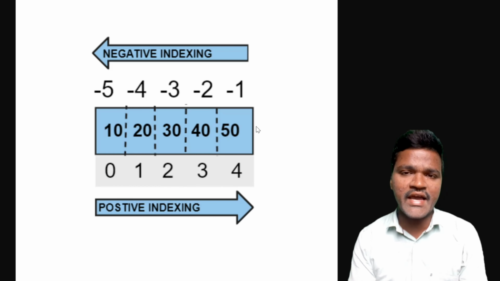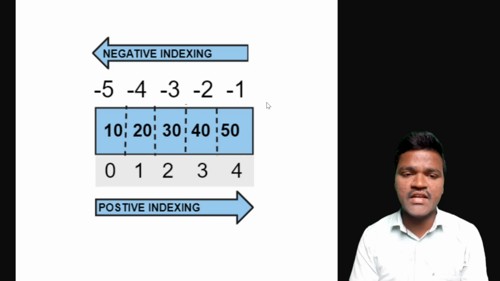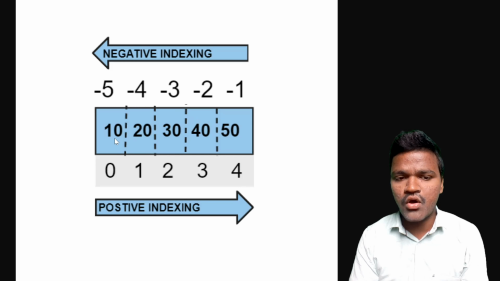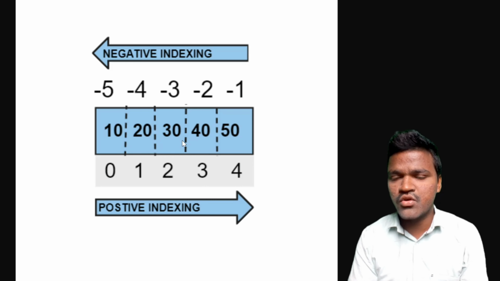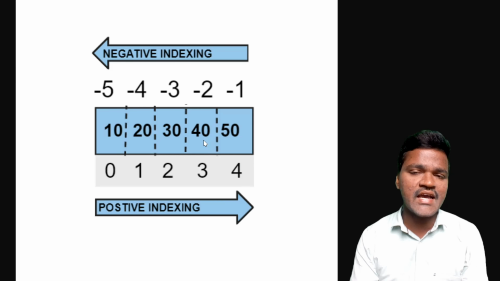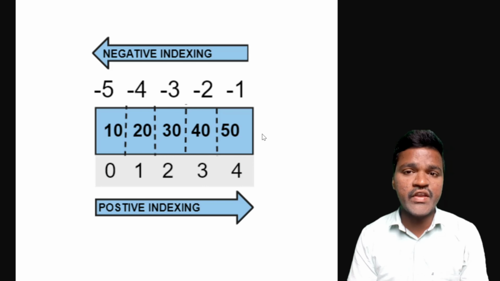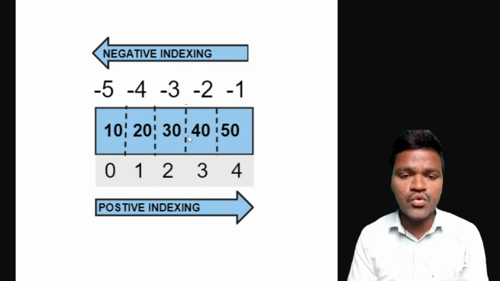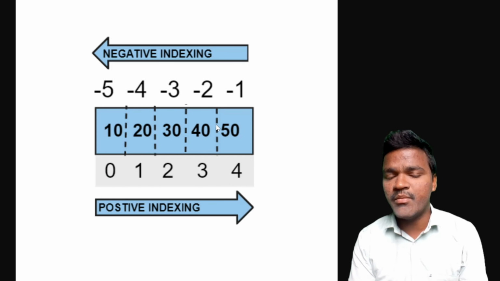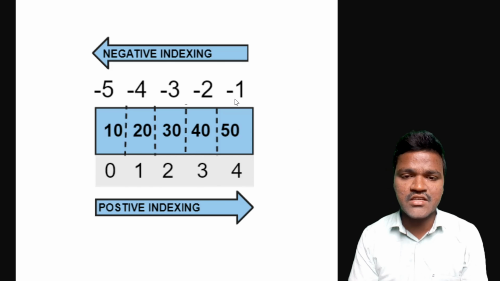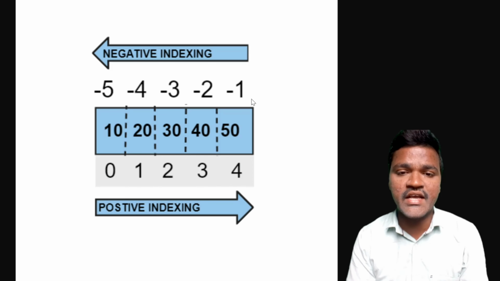If you want to access from right to left, let's say you want to access this particular 40 and you don't want to count all of these elements, 0, 1, 2, 3, like this, you can access from the right side also. When you come from the right side, you have this 40 at the second index from the right. For that reason, you can use negative indexing also.